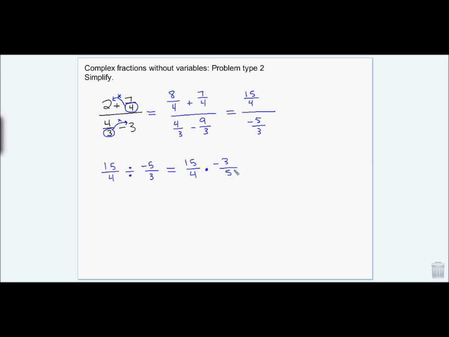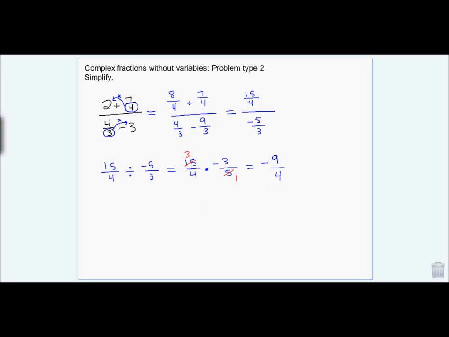15 and 5 will both divide by 5, giving me 3 and 1. And then when I multiply this across, I have a positive times a negative again, so my answer is going to be negative 9/4. And that one is complete.